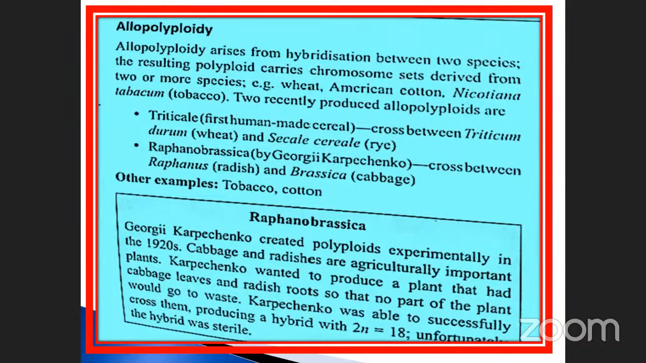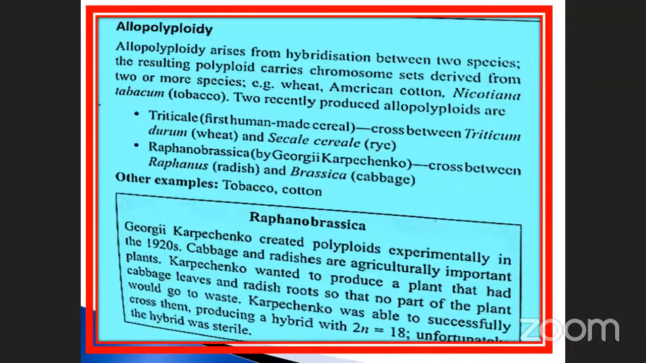This is very, very important, my dear students. Many times they have asked this question in NEET. Allopolyploidy arises from hybridization between two species. Take an example, a tiger and a lion, or a donkey and a horse. Any other plants or animals, in different species. The resulting polyploid carries chromosome sets derived from two or more species.